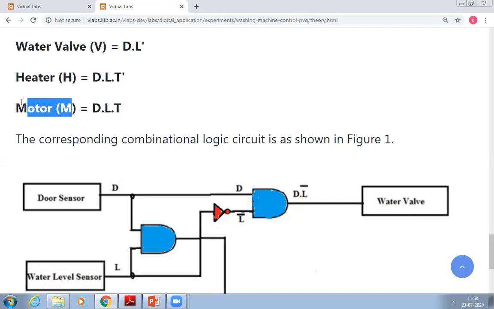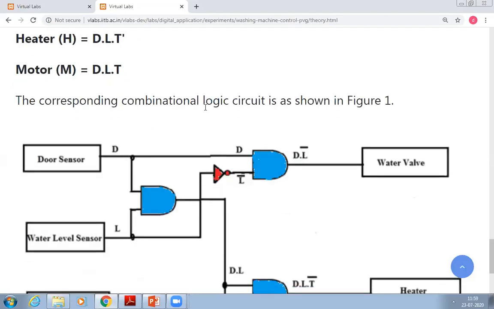To turn on motor, all these three should be logic 1. So D, door must be closed, water level must be sufficient, and temperature must be sufficient. So this is our logic we have written. Now based on this logic, we'll draw circuit diagram. Okay.